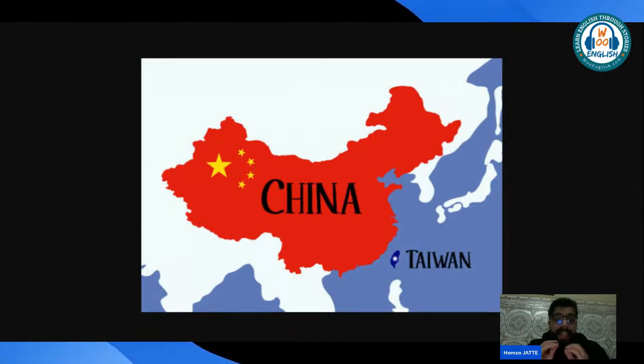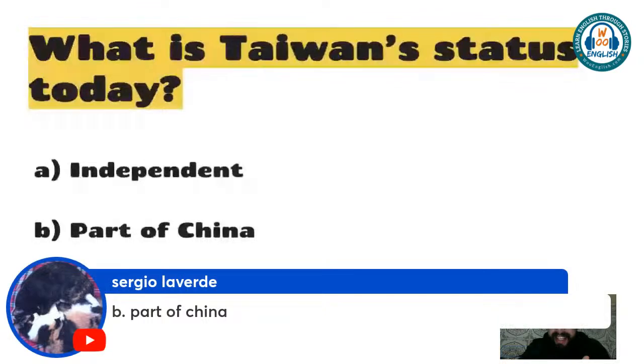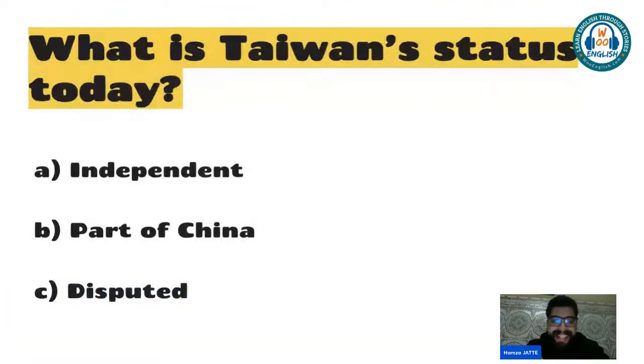And the question here is: is Taiwan an independent country? Is it part of China? Or we don't know. And for your answers, guys, Lee says it's A, and Sergio says it's a part of China. That's so interesting. I've got two extremes. It's independent, part of China, or it's disputed.